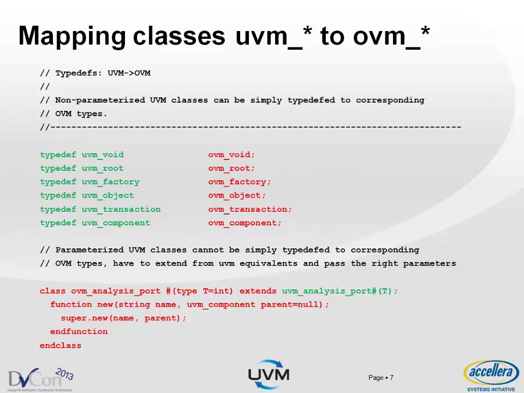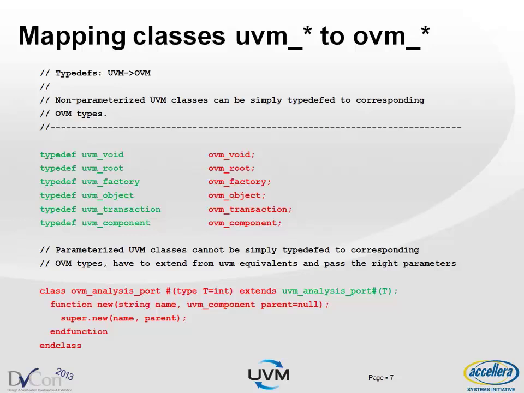The other thing, of course, is you have to map the base classes. For non-parameterized UVM classes, it's pretty simple because you can typedef all of them. You can typedef UVM void to OVM void, UVM root to OVM root, factory to factory. Those are the non-parameterized classes, so it's really easy to deal with. Just typedef them and you'll be fine.